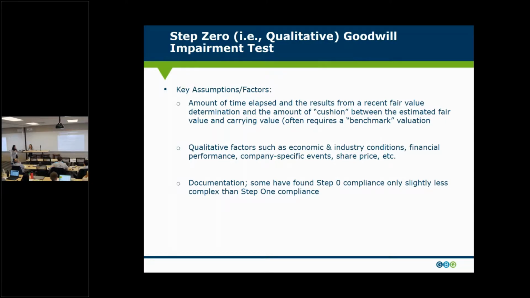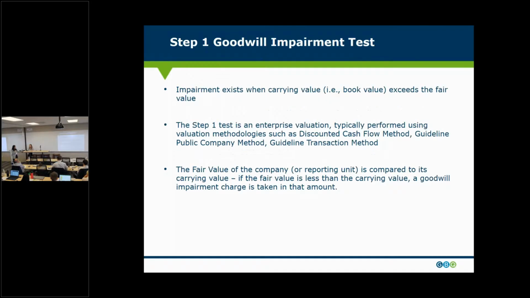So there is a bit of documentation that goes into that, so it's not just a super quick thing. To clarify, the goodwill impairment test, step 1: impairment exists when carrying value exceeds the fair value. So you're going to have a carrying value of 200 million, fair value is 150, whatever you have, you have impairment there.